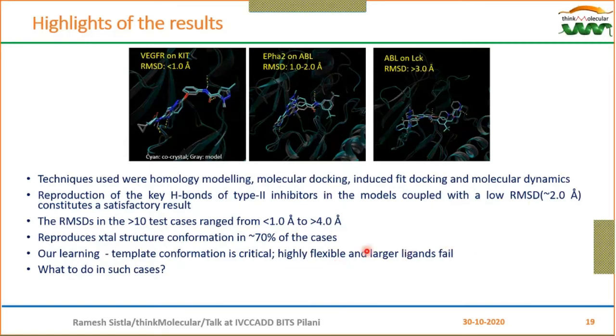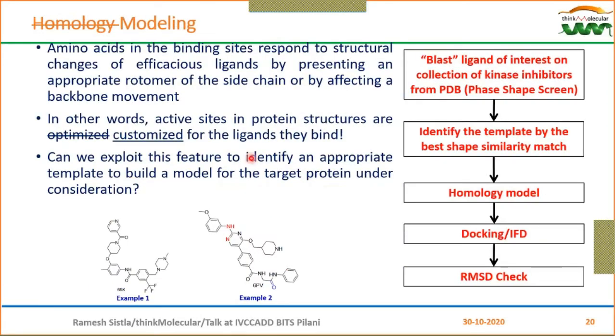So what can we do in such cases? This is where we actually took the homology out of the homology part. Okay? We use the ligand structure as a bait in order to identify another kinase to which a similar ligand is actually binding. And the rest of the workflow remains the same.